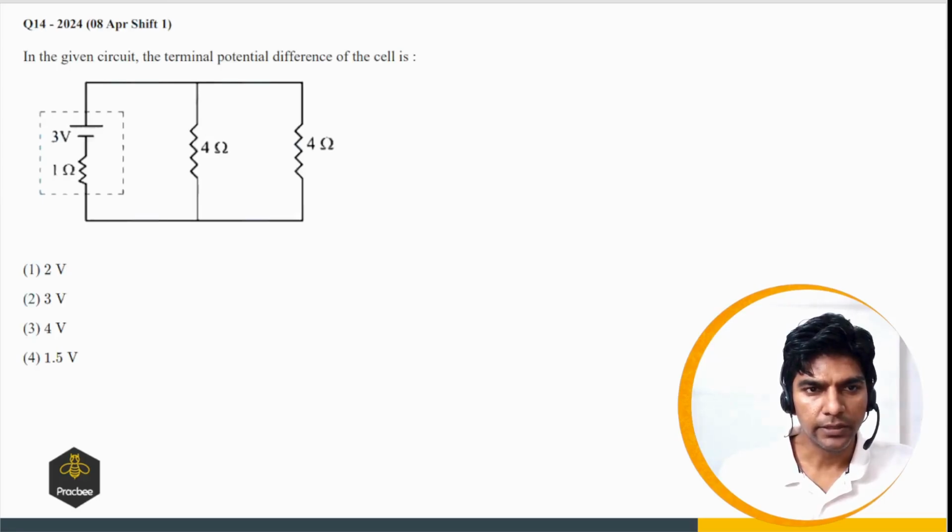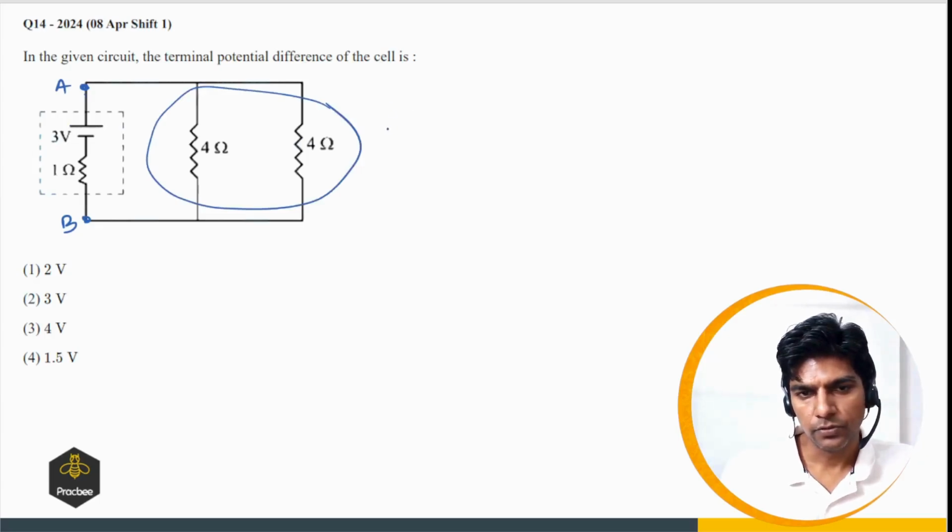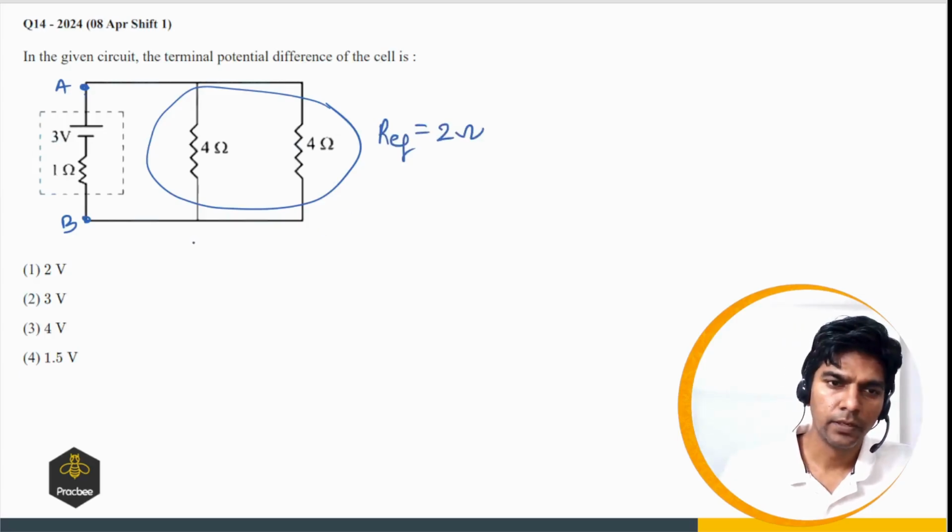In the given circuit, find the terminal potential difference of the cell. So we have to find the potential difference between A and B. So first step would be, let us find what is the current supplied by the battery. Now these two resistors are in parallel, so the R equivalent will become 2 ohms.